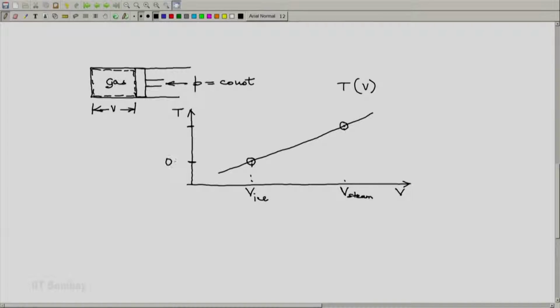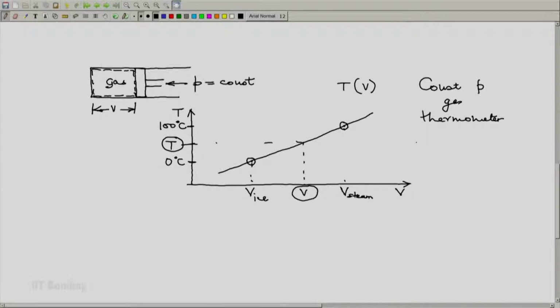Let us say this would be 0 degrees C, this would be 100 degrees C, and some system which is in thermal equilibrium has a volume, say V. From this calibration chart, we will say that it has this temperature. If this is the volume as indicated by the system, this will be the temperature on this constant pressure gas thermometer.